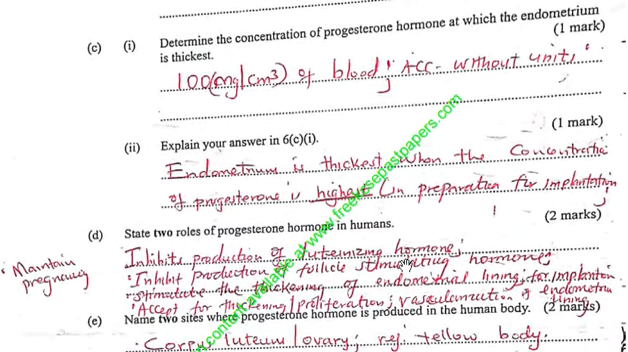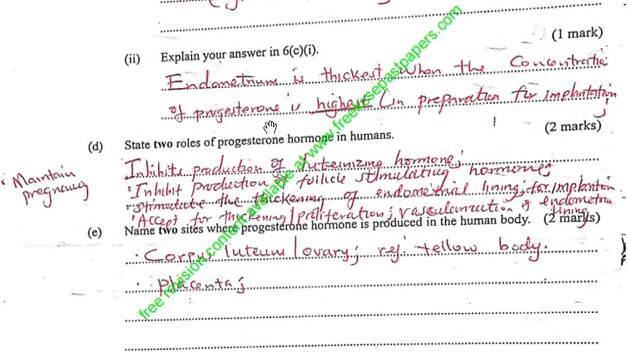Then explain your answer. The endometrium is thickest when the concentration of progesterone is highest, and that is in preparation for implantation. Part D, state 2 roles of progesterone hormone in humans. Number 1, it inhibits production of luteinizing hormone, inhibits production of follicle stimulating hormone, stimulates thickening of the endometrial lining, readiness for implantation, then proliferation of the endometrium.